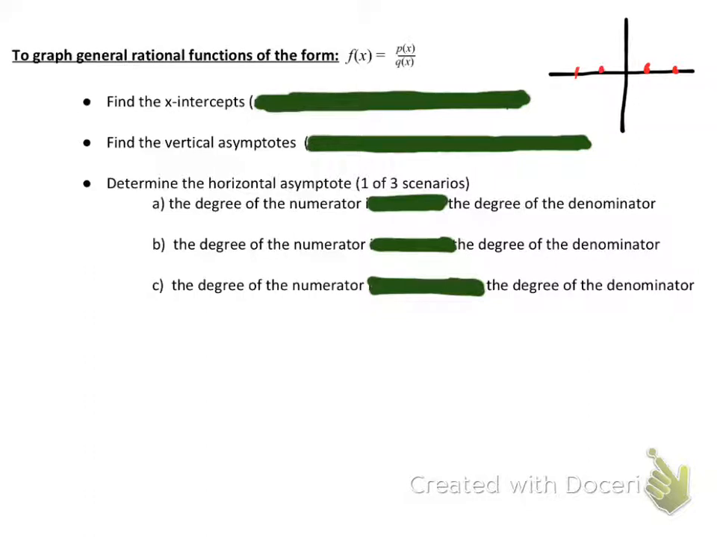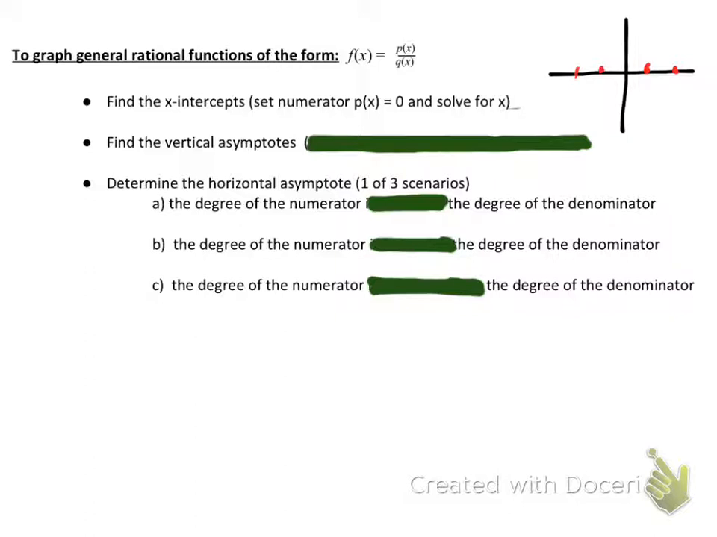So if you have a fraction, what's the only way that a fraction can equal 0? Well, if you think about that, the only way that that can happen is if our numerator equals 0. So that's how we're going to find our x-intercept. Set the numerator equal to 0 and solve for x.